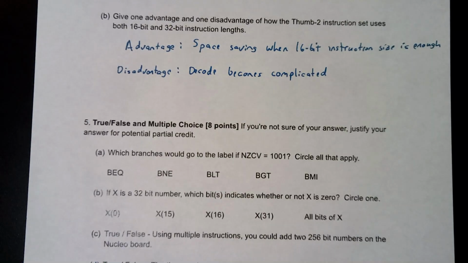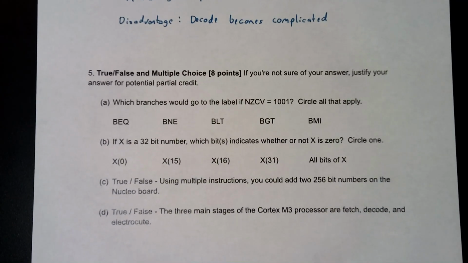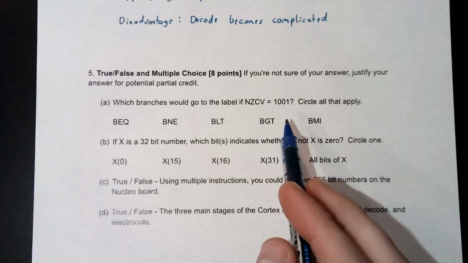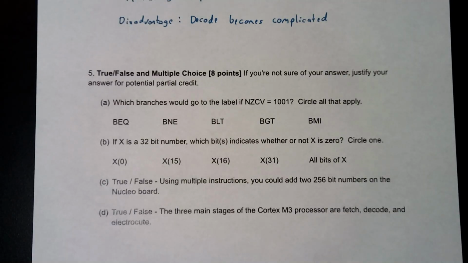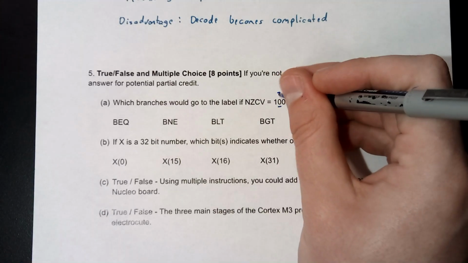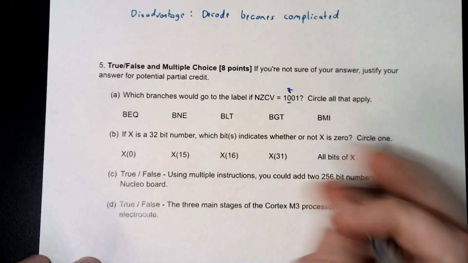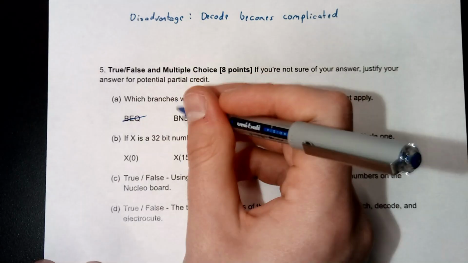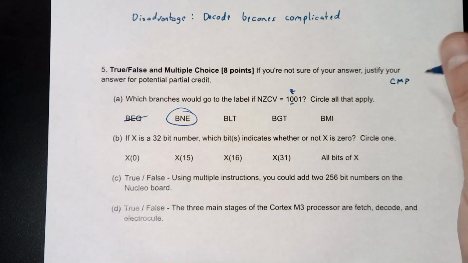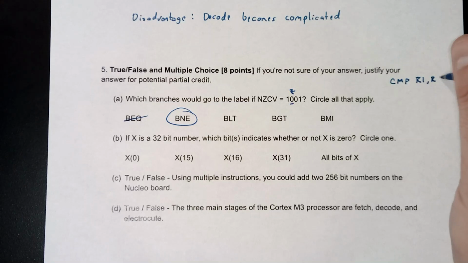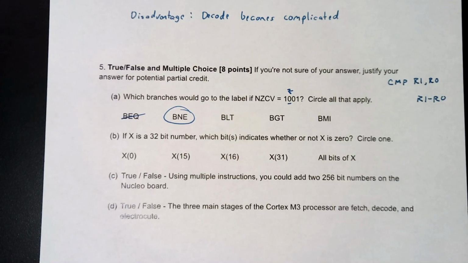On to part 5. We'll do that in this since it's a set of short questions. So which branches would go to the label if NZCV equals 1001? So here we're really just referencing the notes on what these branches mean. So the main one we're going to look at first is the Z bit, right? And that is 0, which means that they are not equal. If we do a comparison, really what we want to think of is like we did a CMP, right? Between R1 and R0, which is R1 minus R0. So what does it mean if we see this here?